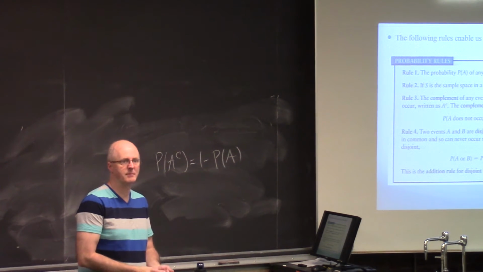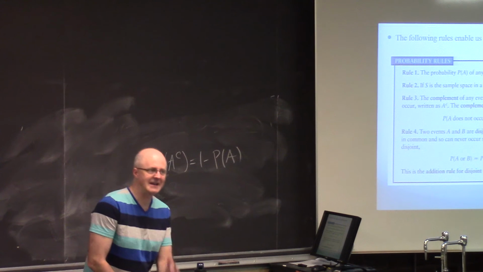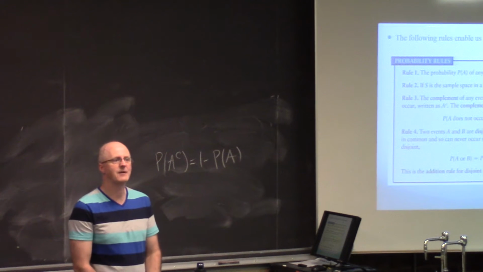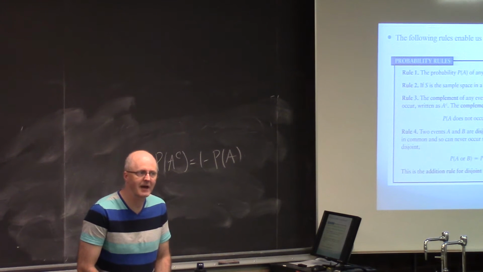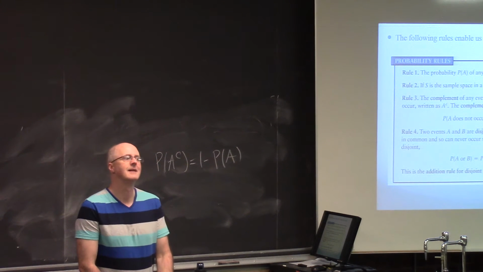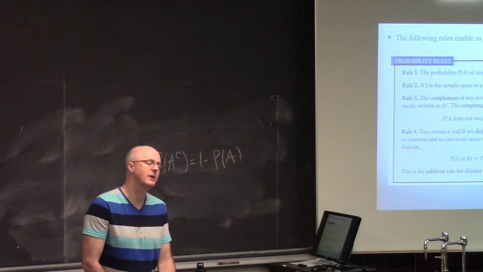For example, when I flip a coin, if A is the event that I get heads, then its complement is that I get tails. If I flip a coin 4 times and I count the number of heads, and A represents the event that I get, say, 2 or fewer heads, then its complement is getting more than 2 heads.